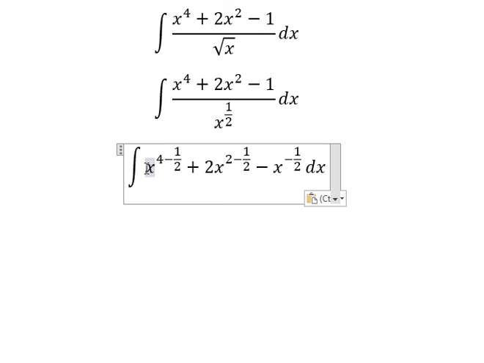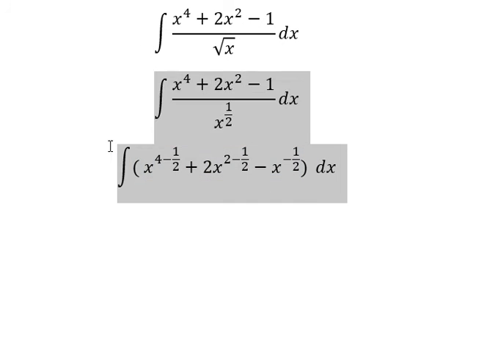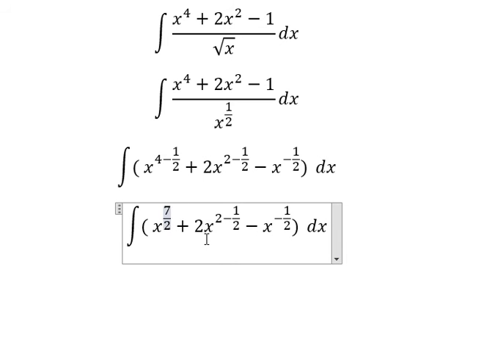So you got it like this. So we need to simplify. 4 minus 1 over 2, we have 7 over 2. 2 minus 1 over 2, we have 3 over 2.